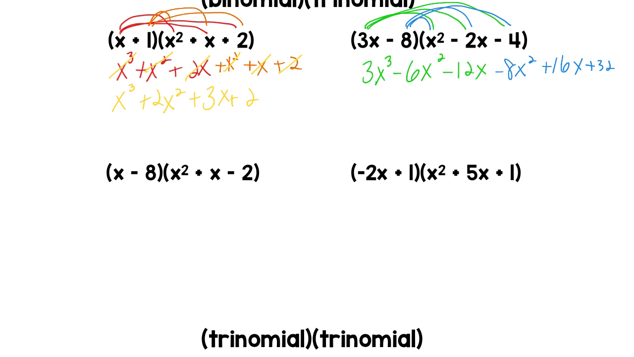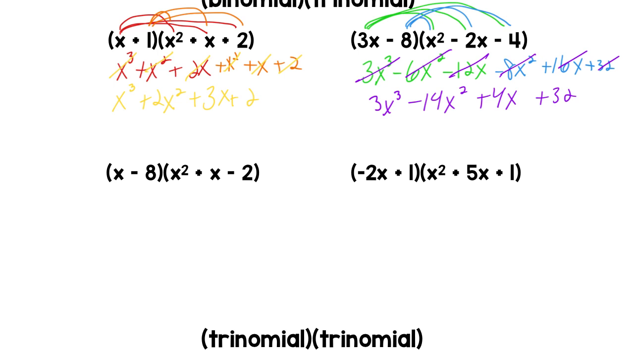Now we can combine like terms. 3x cubed is the only x cubed. Negative 6x squared minus 8x squared is minus 14x squared. Negative 12x plus 16x is plus 4x. And then plus 32. All right, you try the next ones on your own if you haven't yet.